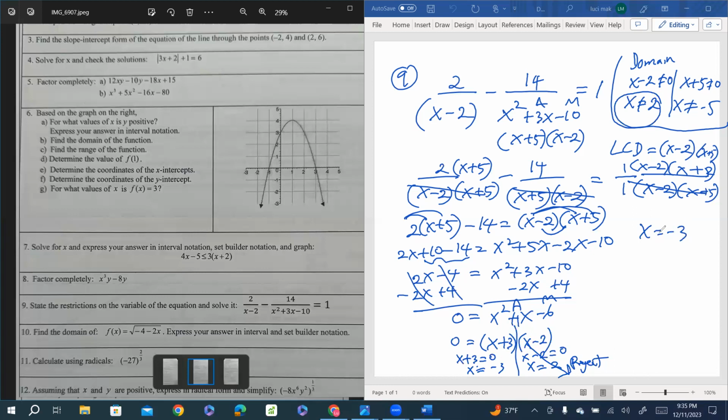Did they ask us to check? No, they didn't ask us to check. So I'm not going to check, but it should check out. Let me just check whether the answer on the answer key is only negative 3. Okay, yeah, the answer is only negative 3, and the domain restrictions are x should not be 2 as well as x should not be negative 5. Perfect. Okay. All right, next question.